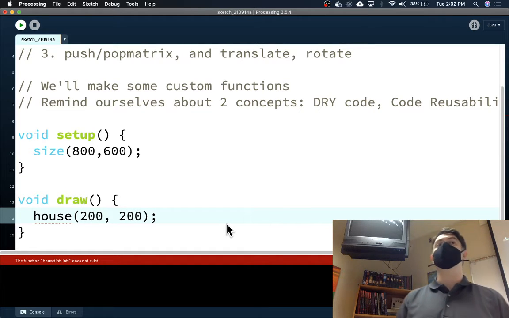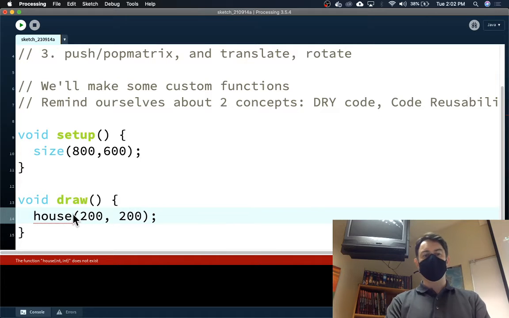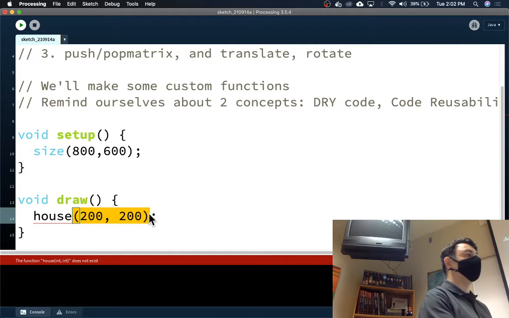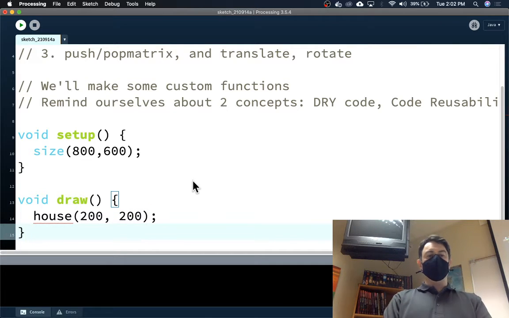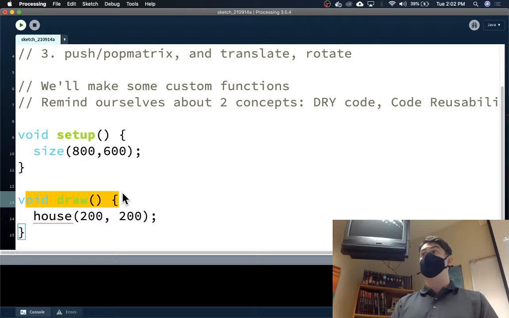So that's what we're going to do. We're going to go create a custom function that we can reuse over and over again and make customizable by giving it different arguments so that we can make a whole bunch of houses, just like we can make ellipses or circles or rectangles or anything. So to do that, we need to make a new function. We already have setup and we have draw. Those are also function definitions, by the way.